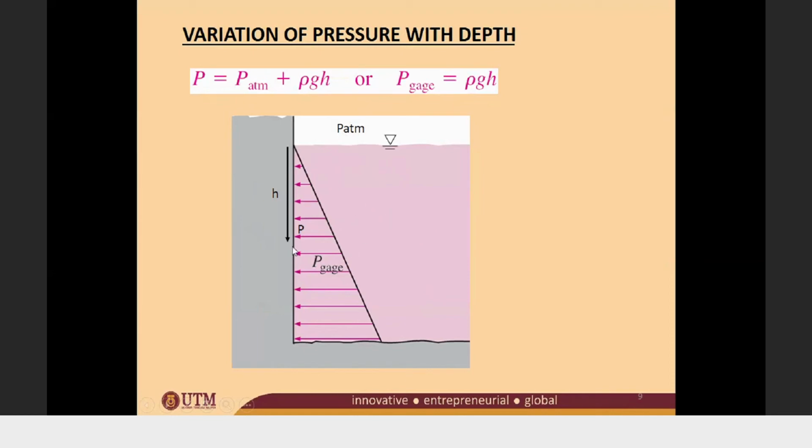Okay, so the pressure at this point is actually P atm plus the hydrostatic pressure. So the hydrostatic pressure is rho g h. Okay, so this is hydrostatic pressure, right? So in gauge, we know that gauge is P absolute minus P atm. So P gauge is rho g h. Okay, so this is the pressure due to the liquid.